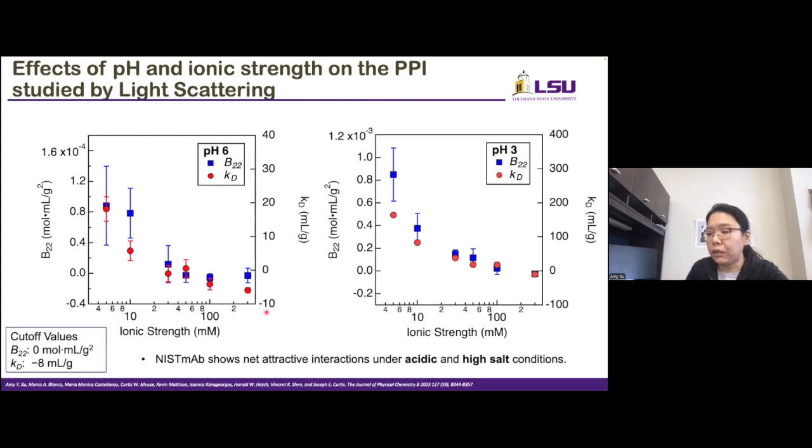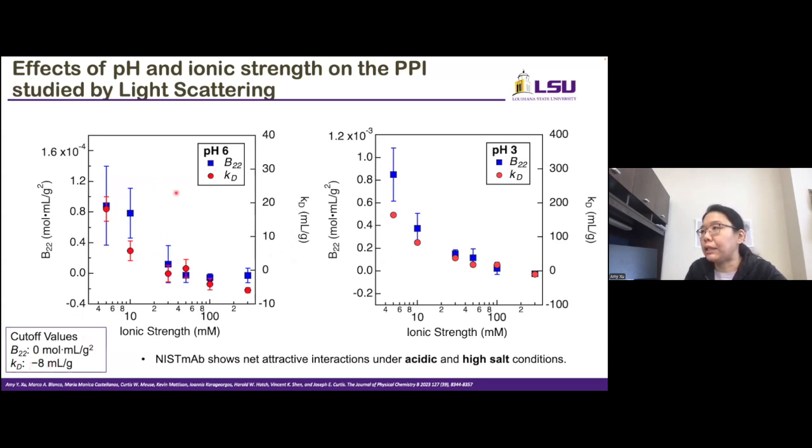So when you want to measure protein-protein interactions, the most commonly used methods will be light scattering. From static light scattering, you can get B22 values, and from dynamic light scattering, you can get the kD values. Both of them can tell you something about the interprotein interactions. The cutoff values that suggest either net repulsive or net attractive interactions are 0 for B22, and for kD we use -8.